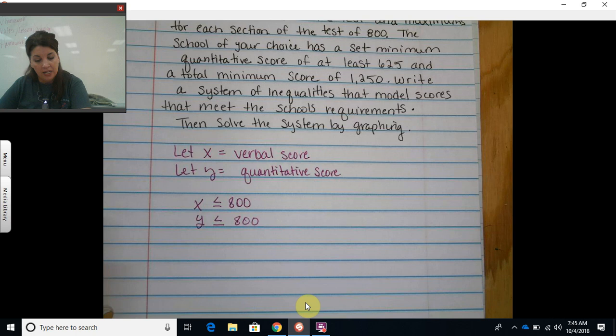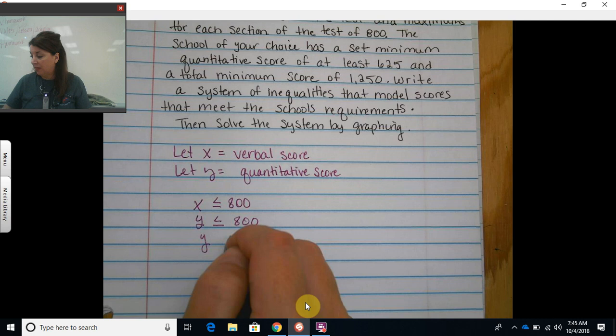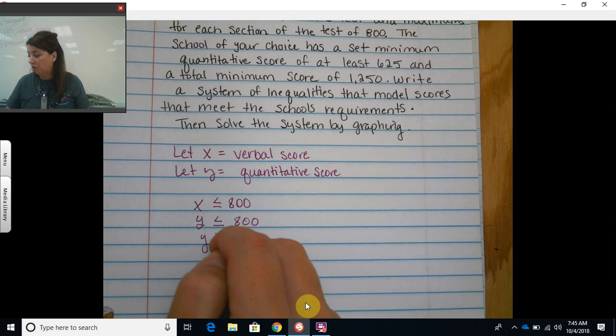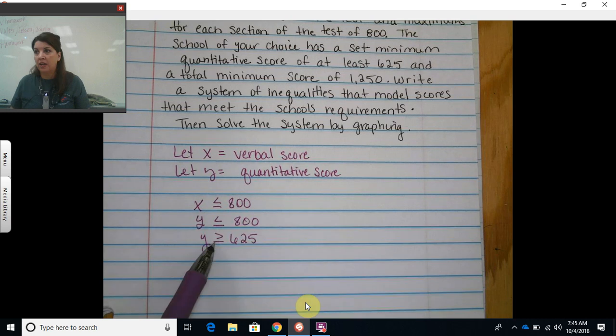It also said the school of your choice has set a minimum quantitative score of at least 625. So for your quantitative score, it's got to be at least 625. So how would I write that? Greater than or equal to. So we know when we graph these, the score that we can get is going to be somewhere between 625 and 800, right? I mean, you could score lower than 625, but not to get in the school that you want. And then it also says you have a total minimum score of 1,250.